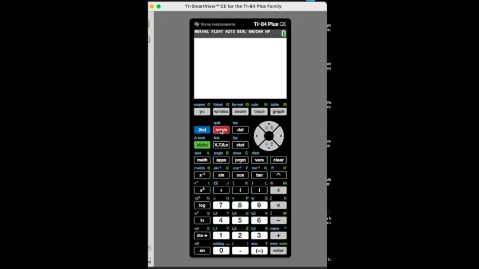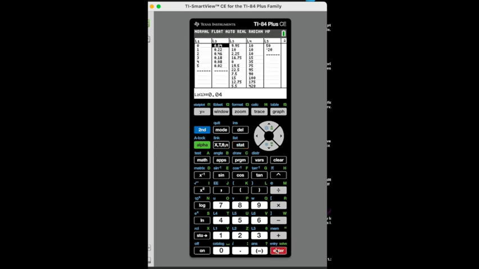To find the expected value of our probability distribution, we want to go to the stat menu and go into our list for edit. I'm going to use my list 1 and list 2 again, so I'm going to clear that out.